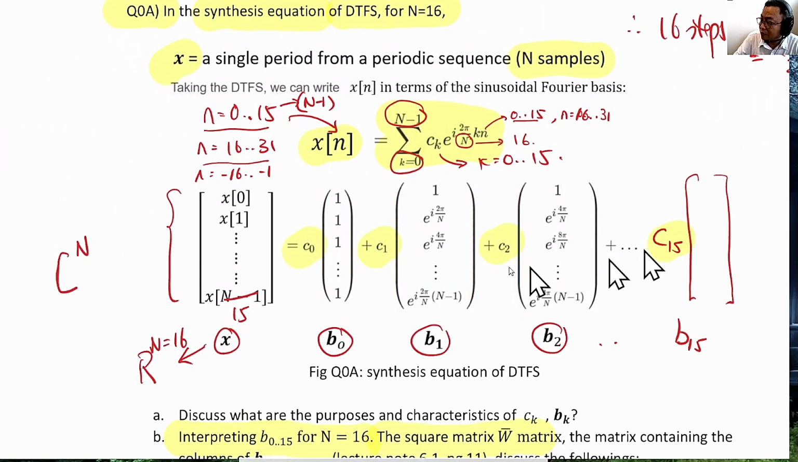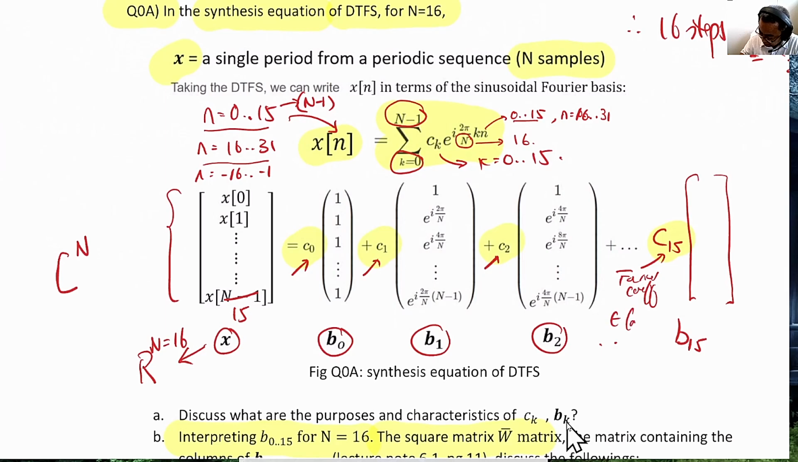You may be wondering, how can I add column vectors of complex vectors and I end up with real? And the answer is that the coefficients will be complex conjugates of each other, and the imaginary part will cancel later on. So now let's answer the first question, which is, what are the purposes and characteristics of c_k and b_k? So the c_k's, c0, c1, c2 and so on, are called the Fourier coefficients.